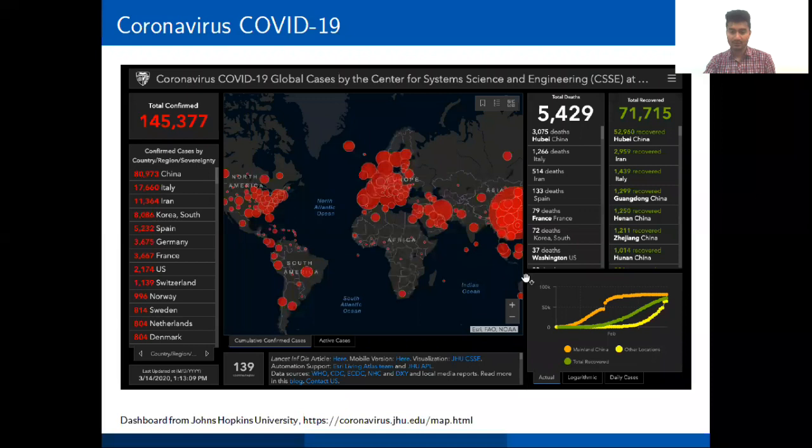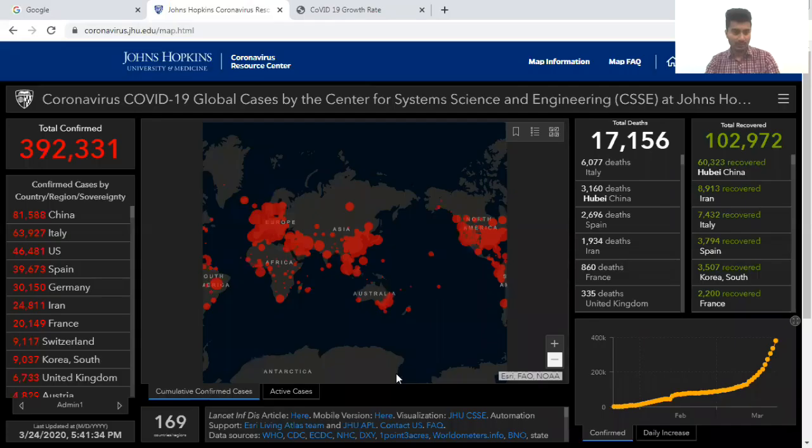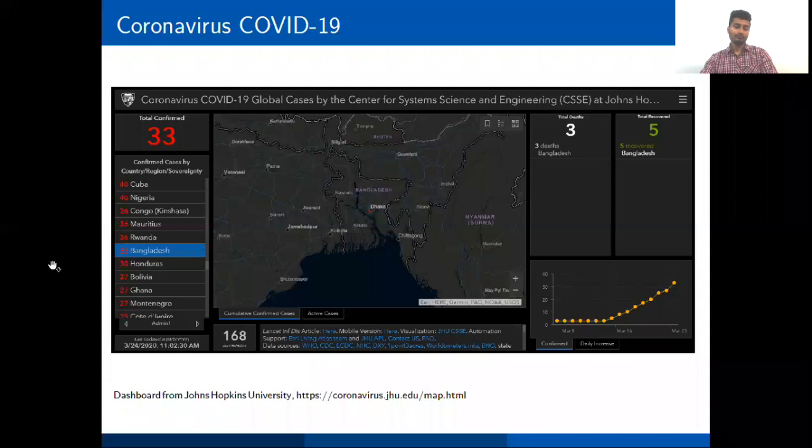All right, so COVID-19, let's look at the case of Bangladesh. I have taken this picture from Johns Hopkins University. They have a dashboard. You can check it out online if you would like to. That's the dashboard at Johns Hopkins University. It's live, you can interact with it. So you can play with it later.